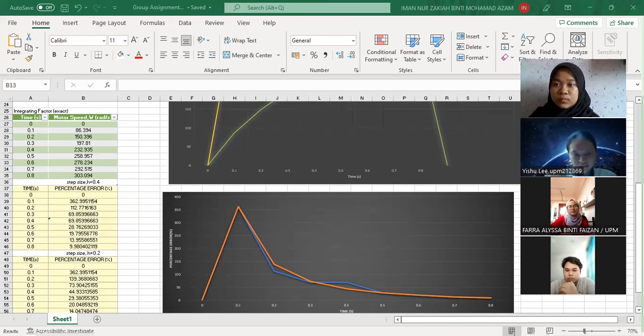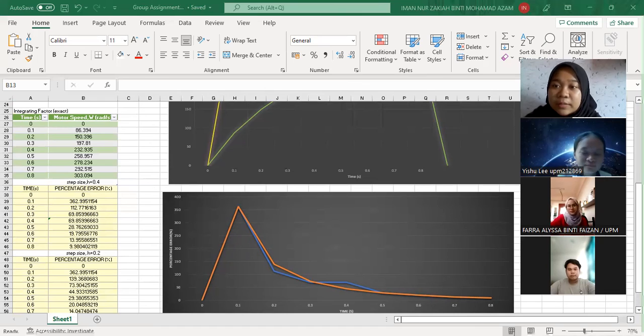Therefore, in this situation, it requires a very small step to achieve serious accuracy. For example, if we need 100 times more accuracy, we will have to take 100 times as many steps to achieve it. That's all for me.